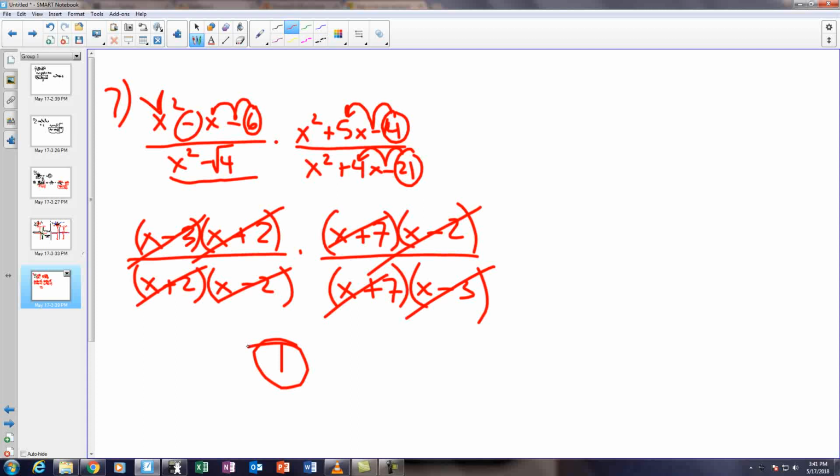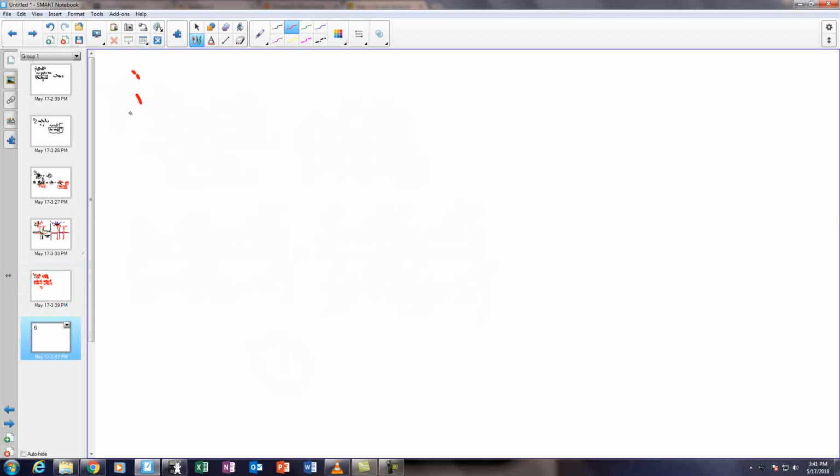Number 8 is very similar. It has one small difference. Oops. Woo, losing my touch here. Okay, number 8. It says x squared minus 16 over 3x plus 6. Make that a plus, all right?